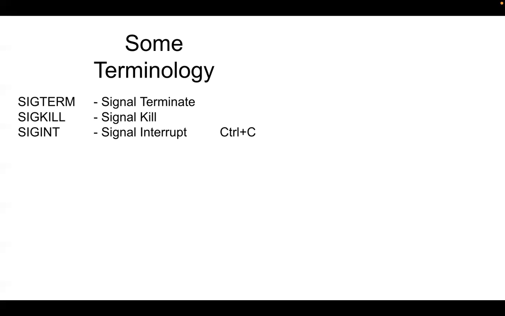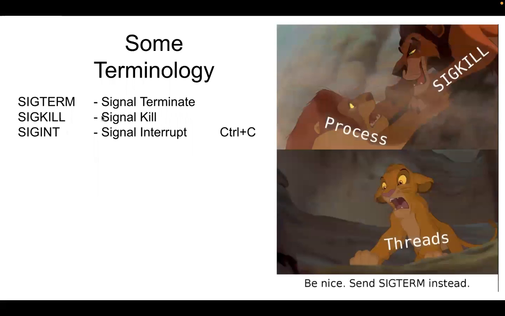SIGTERM is basically a termination request. The operating system expects that if you get SIGTERM, you should close your process and close your application. And SIGKILL kills the process at the kernel level. In some cases, it can't be caught by the program because it directly kills the program. So please don't use SIGKILL. That causes so much trouble.